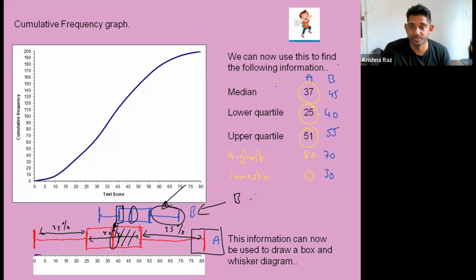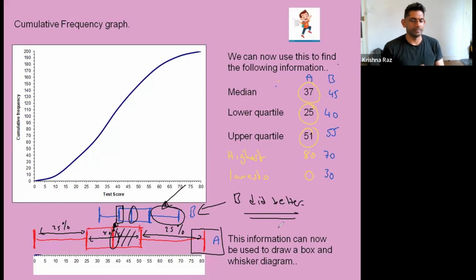comparing these two graphs. So that is us complete. So that is box plots. We can do a box and whisker diagram from a cumulative frequency graph, and you've seen how to draw a cumulative frequency graph. I hope you enjoyed the lesson.